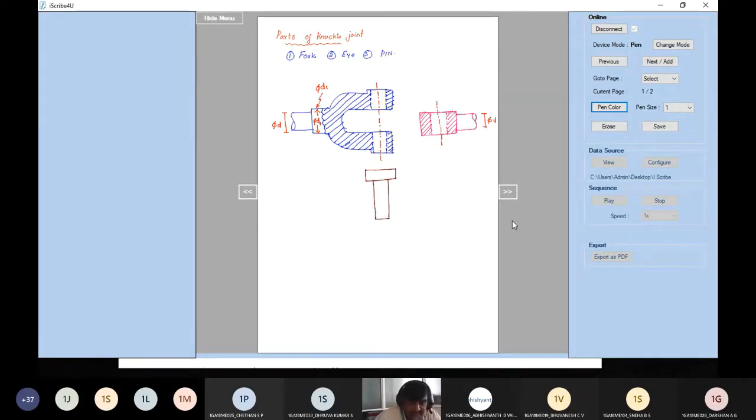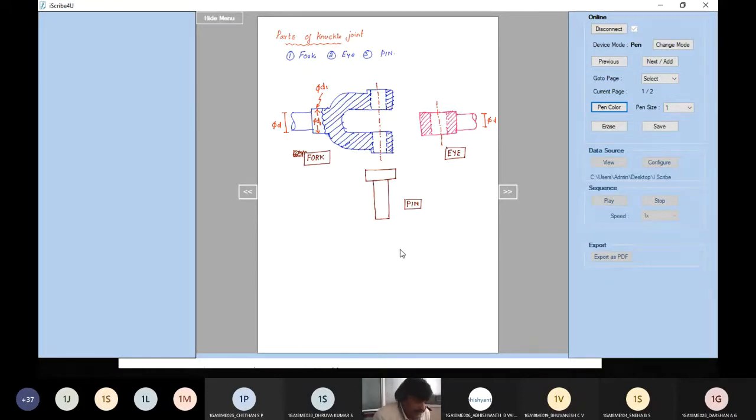Once again, try to understand how the assembly will happen. There is a rod on the left hand. Sorry, I call this the fork, F-O-R-K, because it will be like a fork. Here we call this the eye, and I have something called a pin, P-I-N. So three elements: the fork, the eye placed inside the fork, and these two will be connected by using a pin. What are the different dimensions we have here?